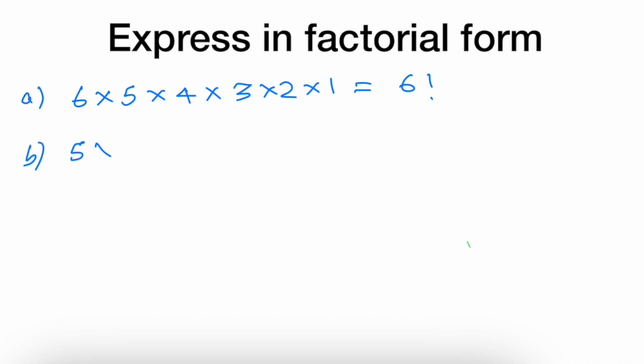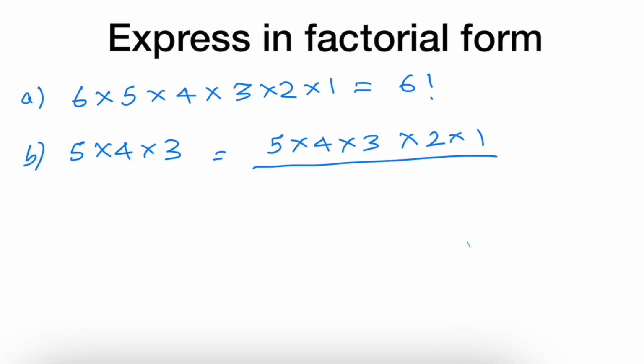Problem B is 5 into 4 into 3. How do you represent it as factorials? You know that 5 factorial is 5 into 4 into 3 into 2 into 1. But all we need is 5 into 4 into 3. We don't want 2 into 1. What do we do about that? Let's divide it by 2 into 1. And now let's express this as factorial. 5 into 4 into 3 into 2 into 1 is 5 factorial. This is divided by 2 factorial, which will give you 5 into 4 into 3.